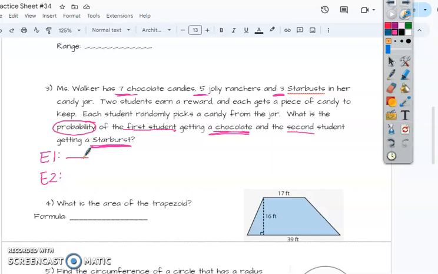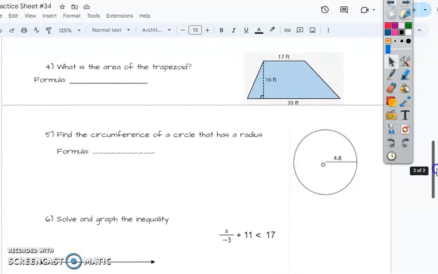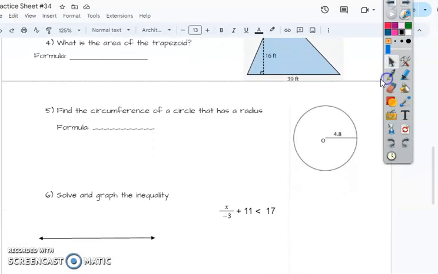Number 4, what is the area of the trapezoid? We've been working on this. Use your formula chart. Number 5, what is the circumference of a circle that has a radius of, I should have just said what is the circumference of the circle. We have a radius of 4.8. I'm going to rephrase this question.